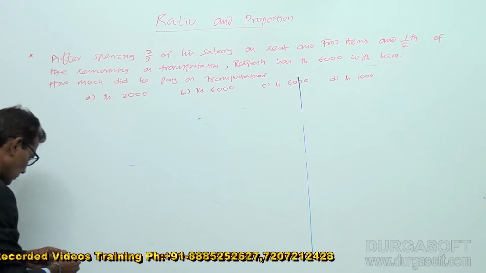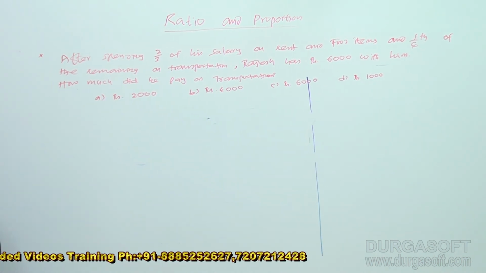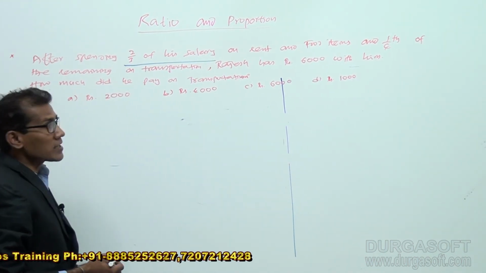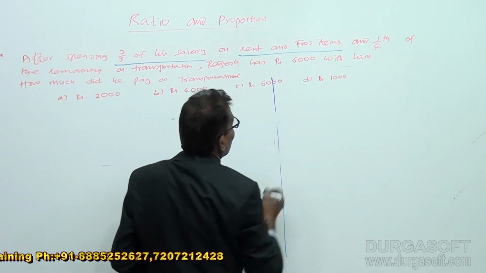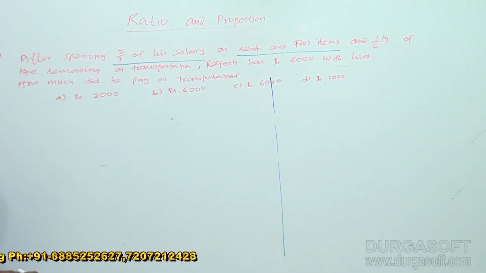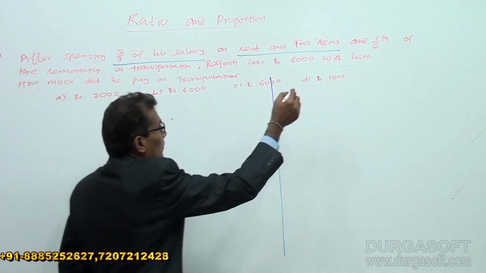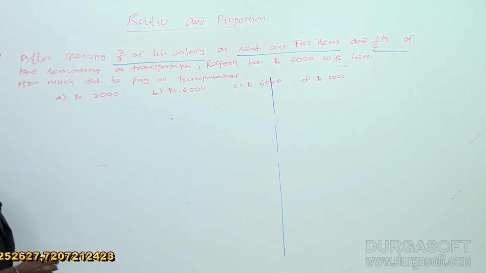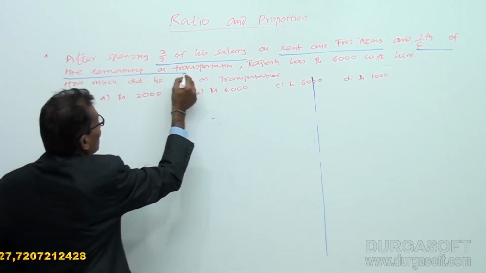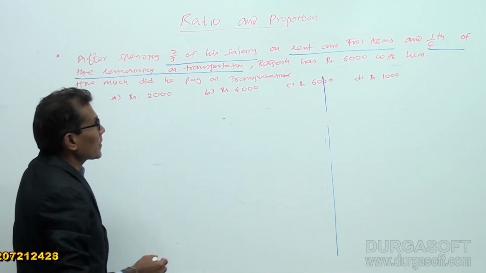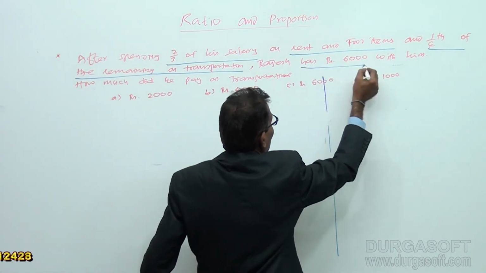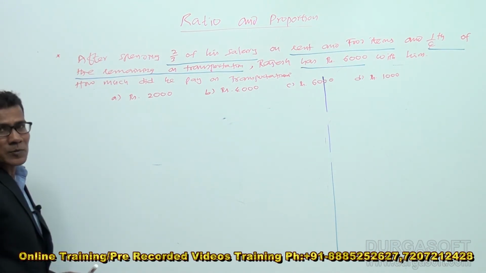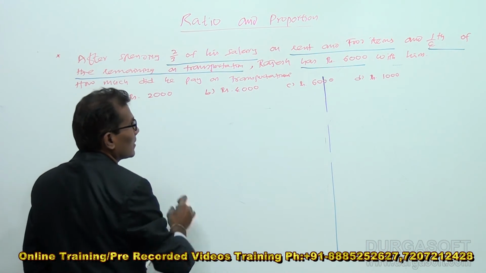This is the question. After spending 2/3 of the salary on rent and food, he has some salary left, and 1/4 of the remaining is spent on transportation. So it is 1/4 of the remaining, not exactly 1/4 of the salary. After spending some amount on rent and food, from the remaining he is spending on transportation. Finally he is left with 6,000 rupees. We need to find how much he paid on transportation.